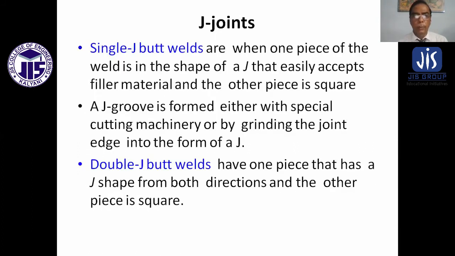Single J butt joints are when one piece of the weld is in the shape of a J that easily accepts filler material, and the other piece is square. A J groove is formed either with special cutting machinery or by grinding the joint edge into the form of a J. Double J butt joints have one piece that has a J shape from both directions, and the other piece is square.